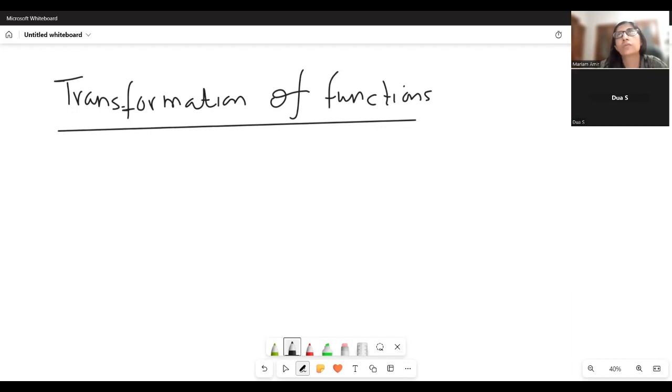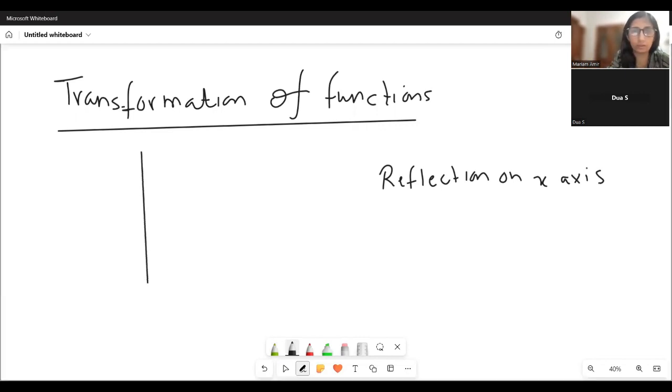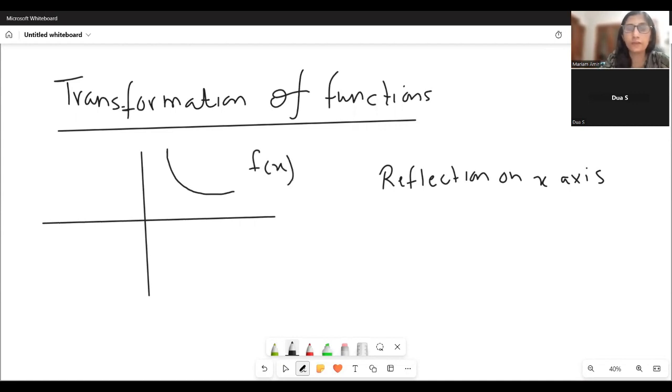So the first transformation we're going to discuss is going to be reflection on the x-axis. Here's a curve. If I reflect that curve, I'm going to call it fx. If I reflect the curve, then it will look like this, roughly.